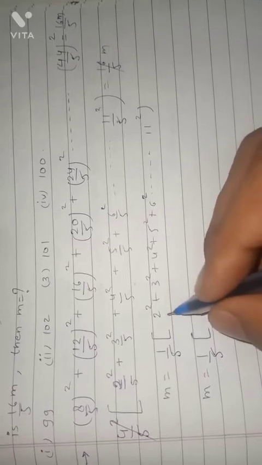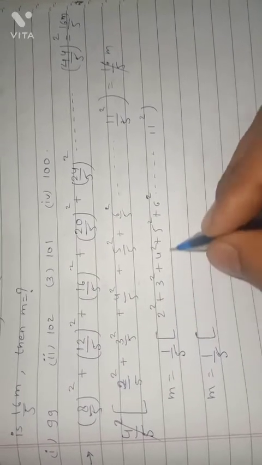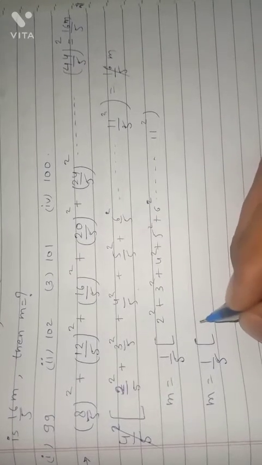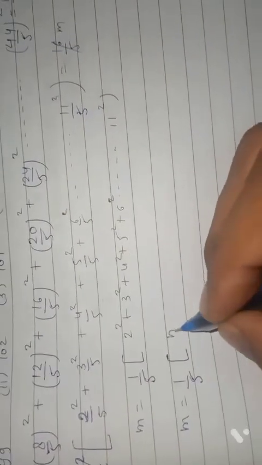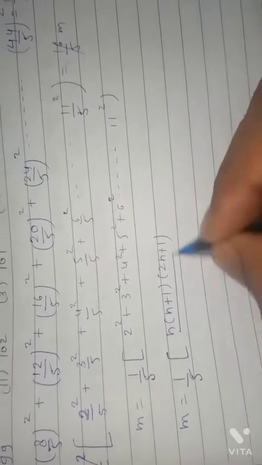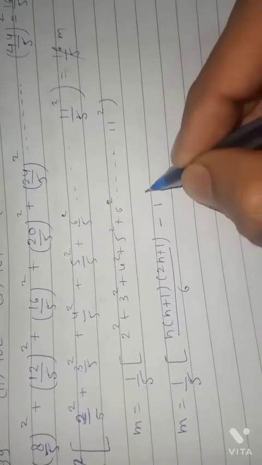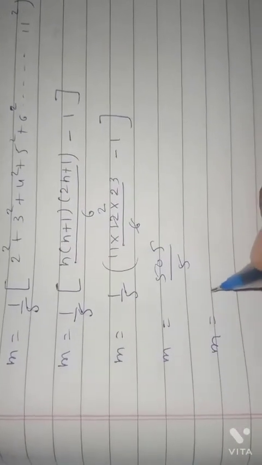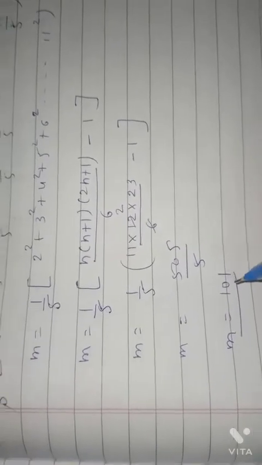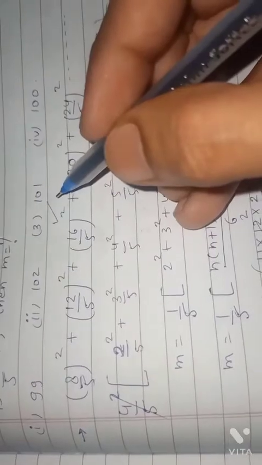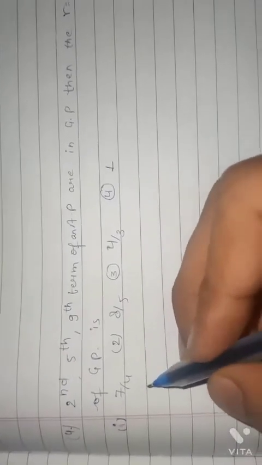And we know the sum of this is the sum up to the 11th term square, so the sum of n square is n into n plus 1 into 2n plus 1 divided by 6, where n is 11 minus 1. From here the value of m is equal to 1, and that is the third option. Now we have question number 4.